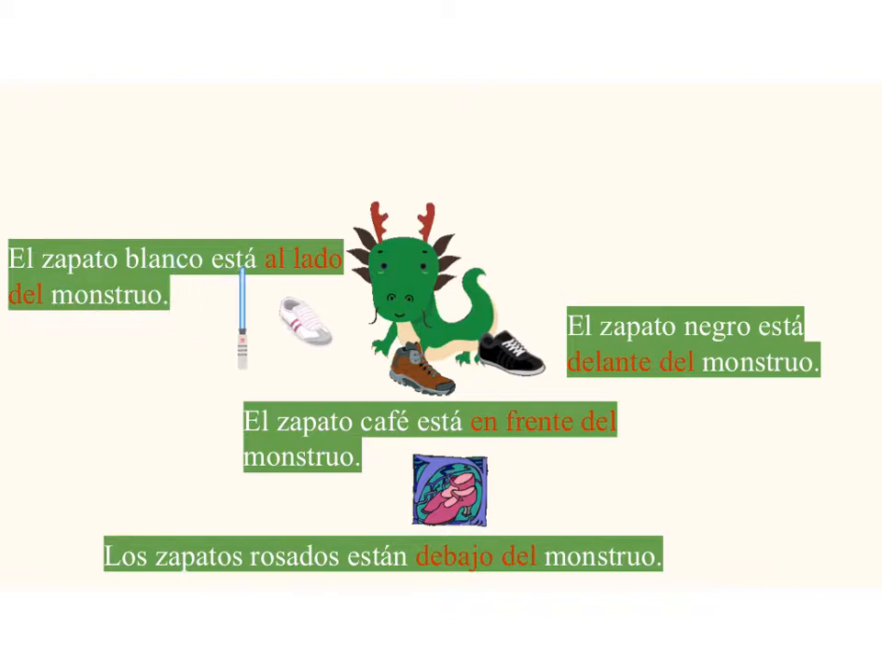El zapato blanco está al lado del monstruo. Remember, de and el make del. And here's my white shoe. It's next to, or it's on the side of the monster. El zapato negro está delante del monstruo. So this black shoe is in front of the monster. El zapato café está enfrente del monstruo. The brown shoe is also in front of the monster. Los zapatos rosados están, if your subject is plural, so will your verb, debajo del monstruo. The pink shoes are underneath of the monster.